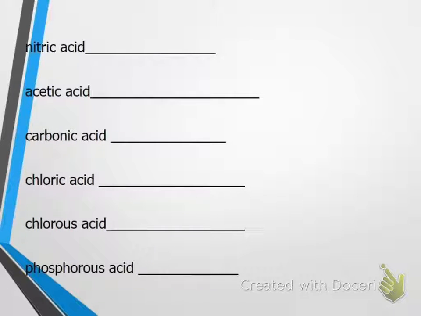Nitric acid. Here's the thing, we have to decide where it came from. If it's nitric acid, ick came from... hydro? No. There's no hydro there. It came from ate, so it came from nitrate, NO3 minus. So how would I write my acid? Just HNO3.